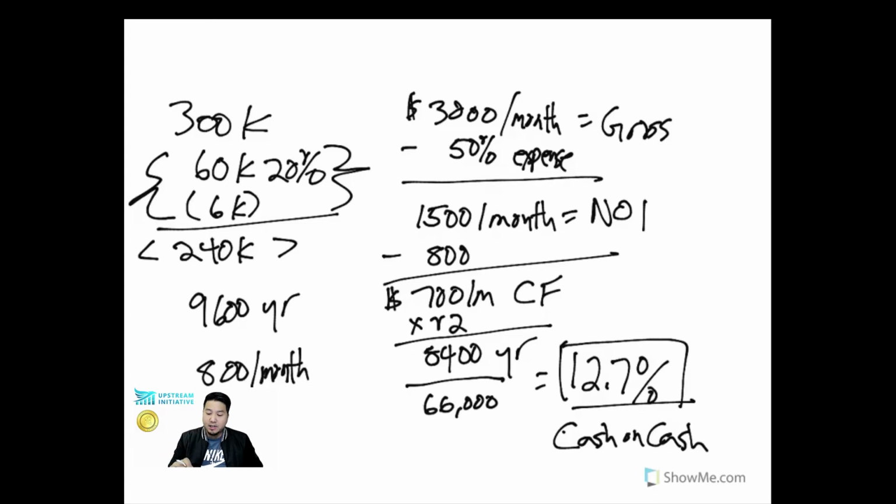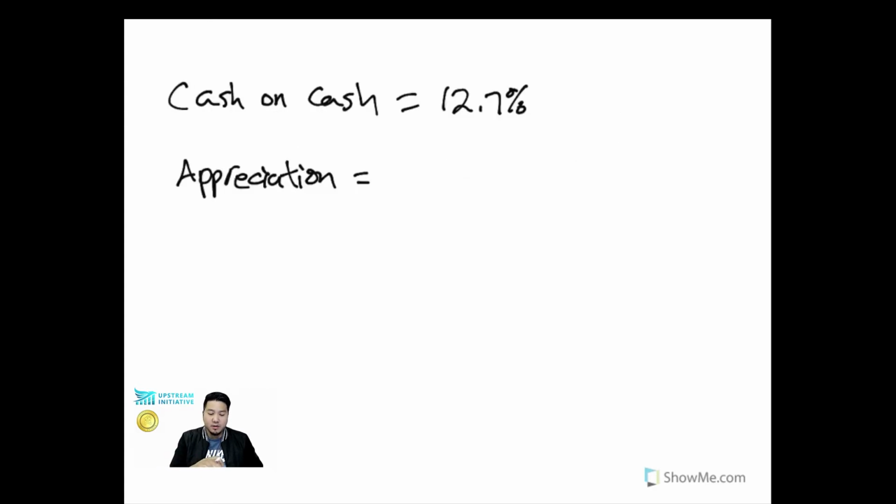Now, cash on cash is one way to analyze. So you have your cash on cash is 12.7%. Now, how do we calculate our appreciation? I've already done the calculation on the side, but basically we're going to take 4% appreciation every year. Then we're going to look at it on a 5-year term, and then we'll determine that.